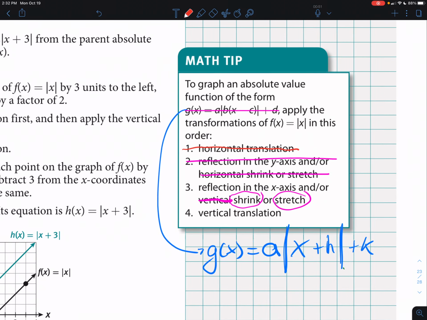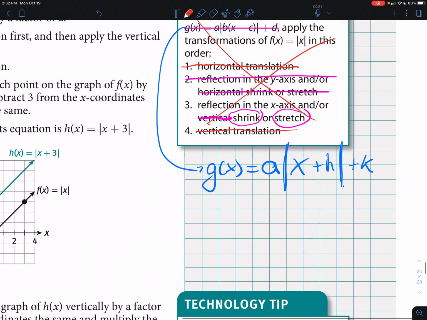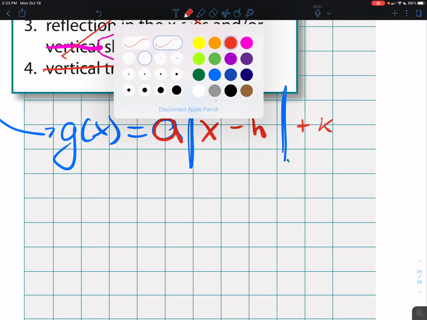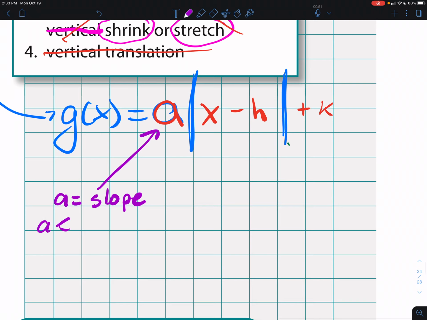Over here, I want you to ignore basically everything in this right here, and we're going to use this: g of x equals a times the absolute value of x plus h, and then plus k. I'm just going to rewrite it with something nicer. Actually, this should be minus. So here's the parts. a is your slope. If a is less than 0, then you have a reflection, and your graph will point down.